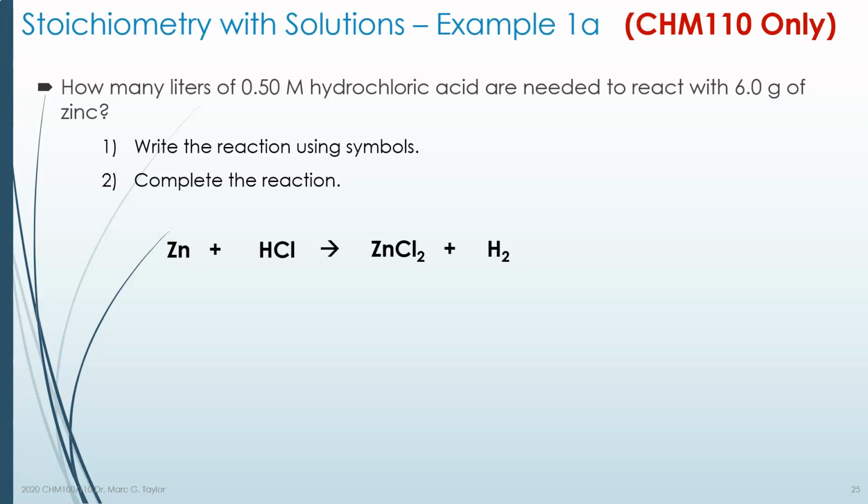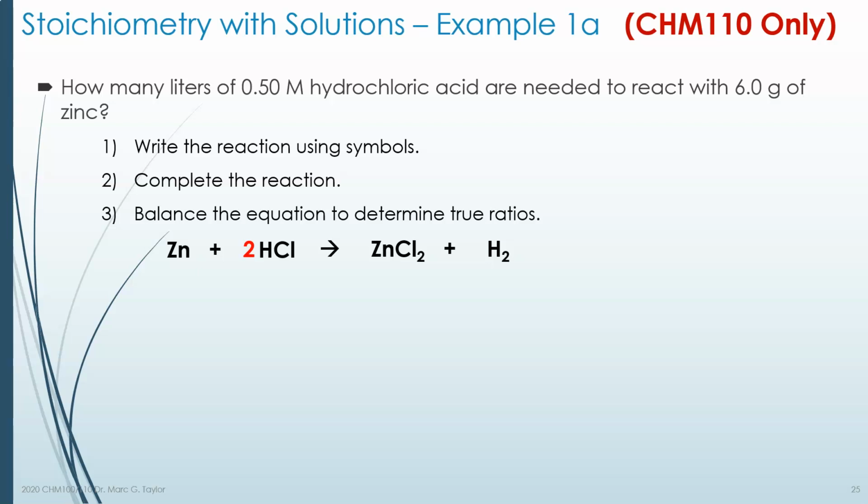Zinc forms a +2 ion. Chloride is already a -1 ion, so it's ZnCl2. And the hydrogen that's released, hydrogen we know is a diatomic molecule, so it's H2 gas. And here's our reaction, but it's not balanced, so the next thing we have to do is balance this equation, and that simply requires us to double the amount of hydrochloric acid to match. And now all the atoms on the left are equal to all the atoms on the right. We have a balanced equation.